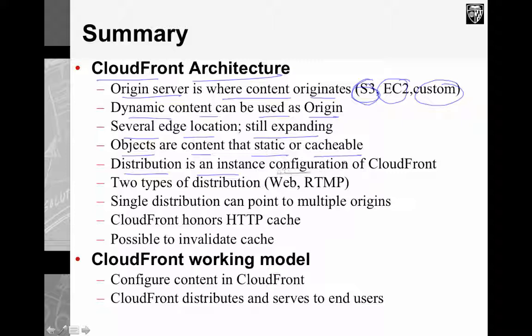Distribution is an instance configuration of CloudFront. So you actually create a distribution in CloudFront. It's an AWS terminology. There are two types of distribution, web or RTMP. Web is used for your normal images and PDF documents or even cacheable document, whereas RTMP is used for streaming video, streaming media, streaming audio. A single distribution can point to multiple origins. CloudFront honors HTTP cache. We looked at several HTTP cache that CloudFront honors. It is also possible to invalidate the cache. It takes hours to invalidate cache.